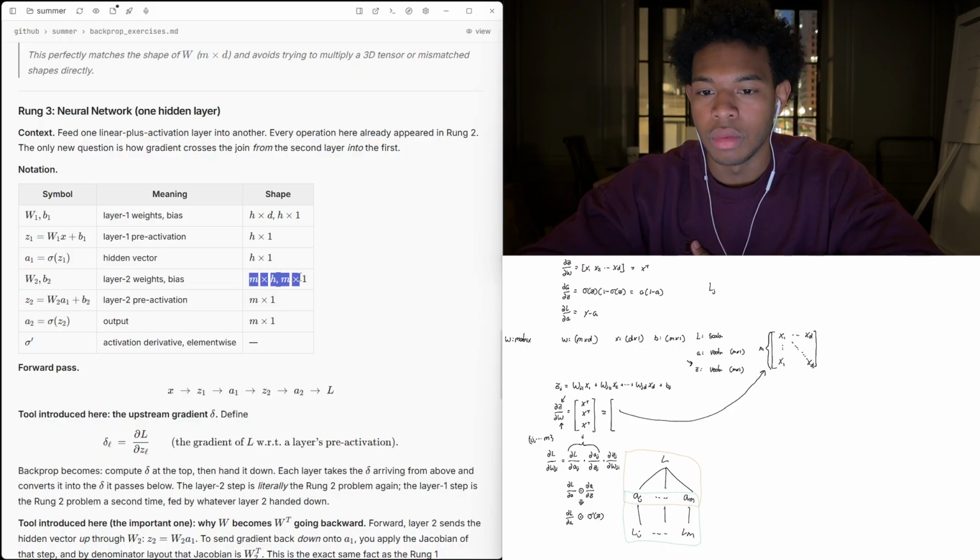M is your output, so your number of heads. Yep. And then our output. Yep. And activation derivative element-wise.